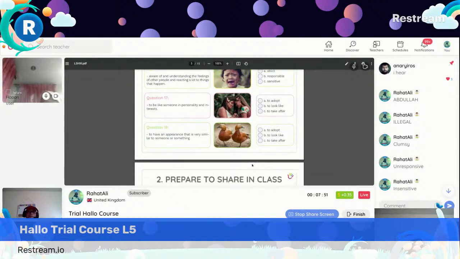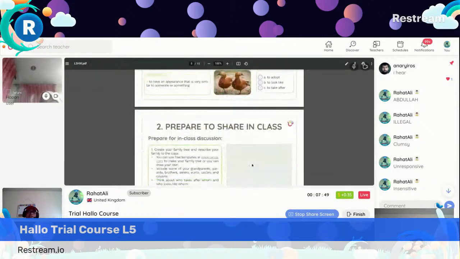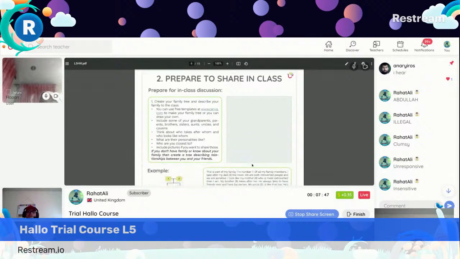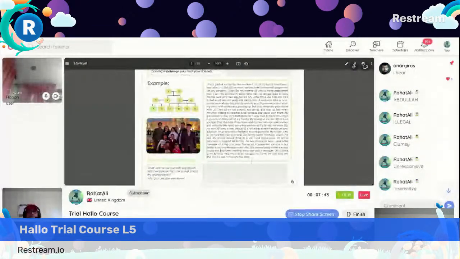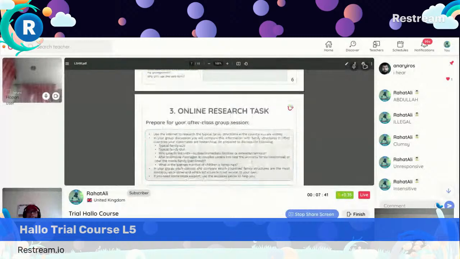Okay, and prepare to share in class. Create your family tree. These are all small online research tasks. By the way, these paperworks, do you have the chance to do all the homework at home? Just have a little bit of a look. English learning is like a regular process. So I suggest whatever you learn, every day just go through it a little bit.